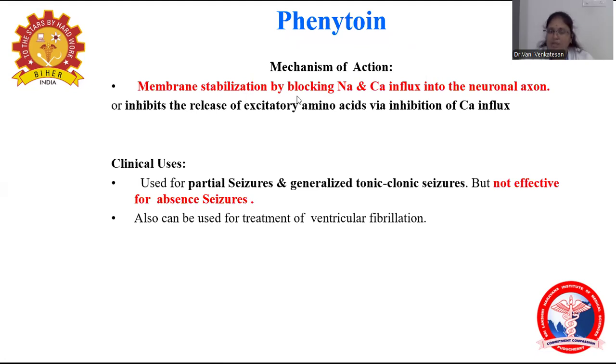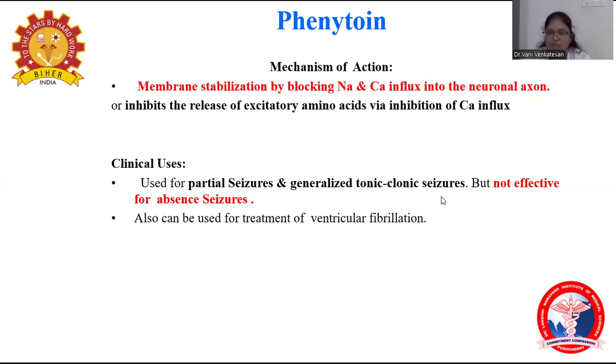It causes a membrane stabilizing effect by blocking the sodium and calcium influx into the neuronal axon, and it also inhibits the release of excitatory amino acids via inhibition of calcium. So basically, phenytoin inhibits the sodium and calcium ion influx across the cell membrane. So what are the clinical uses of phenytoin? Phenytoin is used for two types of seizure. One is the partial seizure, the other one is generalized tonic-clonic seizure.